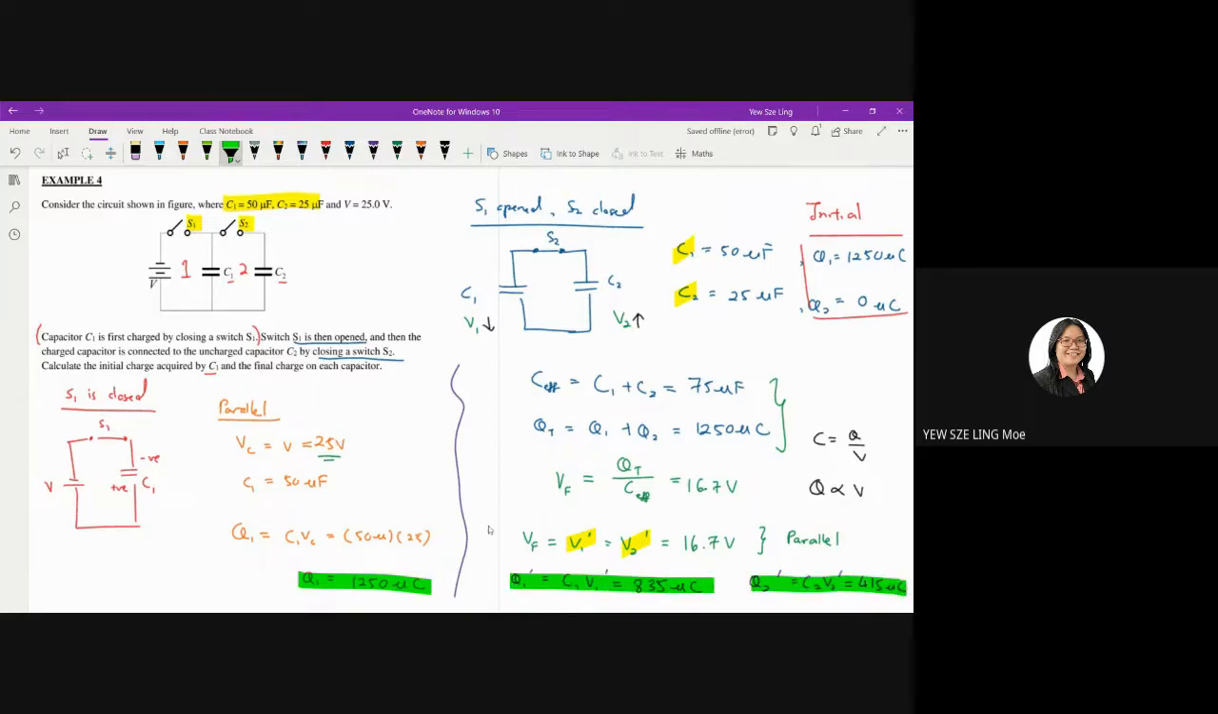Now I'm done answering the question. How am I going to check whether my answer is correct or not? You look at the final values, final Q1 and final Q2. Final Q1, I have 835.